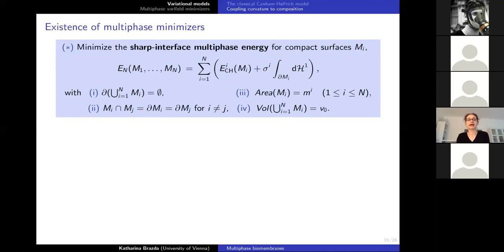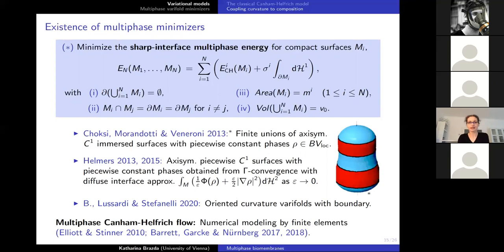And there are also already some results in this direction, namely again by Gioia, now Morandotti and Veneroni. They considered this problem for axisymmetric surfaces like this. This picture is also from them, with two different phases that are piecewise constant.